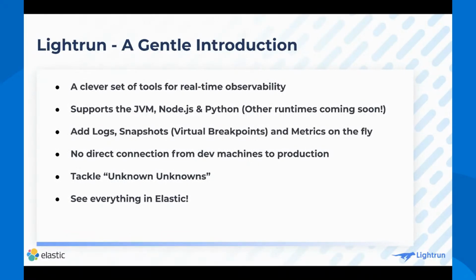And Lightrun basically, and I don't want to focus too much on the introduction, I want to jump right into the practicality and show you how things look, is a clever set of tools for real-time observability. We currently support JVM, Node.js, Python, and other runtimes coming soon. And what the platform actually enables you to do is this. You have a set of actions, this is the internal name for them, that allow you to understand things that happen in production as they happen, in real time and on the fly.